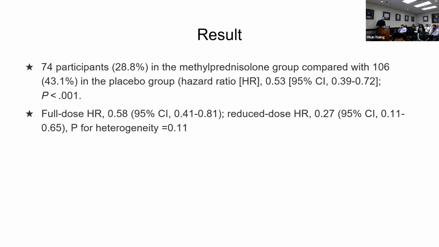But the report is a combined report of both high dose and reduced dose. They looked at the subgroups, and the full dose had a hazard ratio of 0.58 and the reduced dose had a hazard ratio of 0.27. But the P for heterogeneity is 0.11, which is not significant. So you can use either reduced dose or high dose, and you're still going to have a good effect on the renal outcome if you do the continuous steroid. That's the trial.